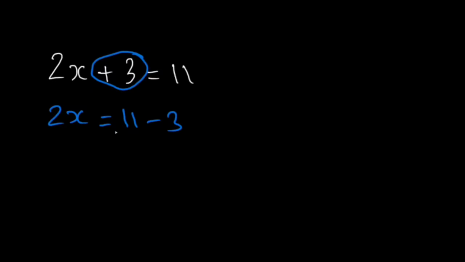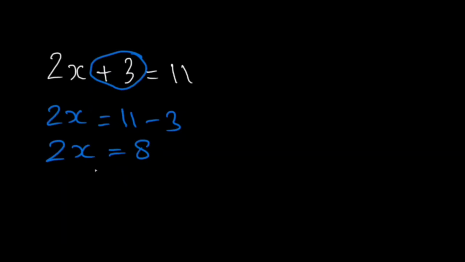Now we have 2x is equal to 11 minus 3, which is 8. Here, x is being multiplied by 2. So we can move 2 to the other side. Since it's being multiplied, we'll divide it. So x is equal to 8 by 2, which is 4.